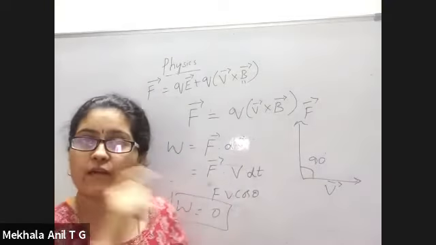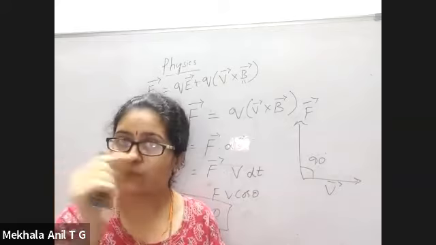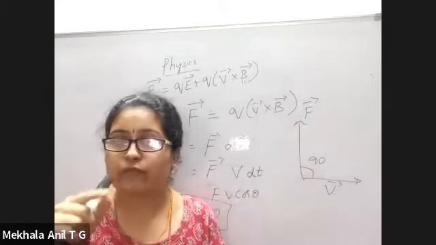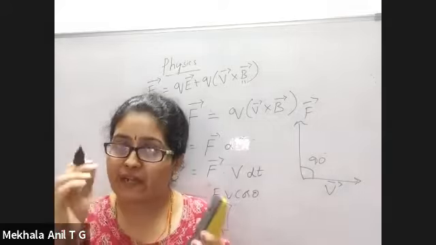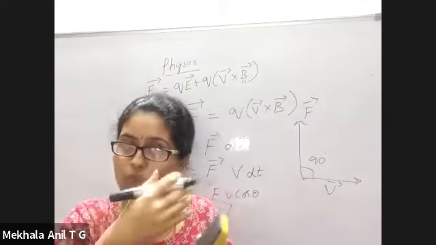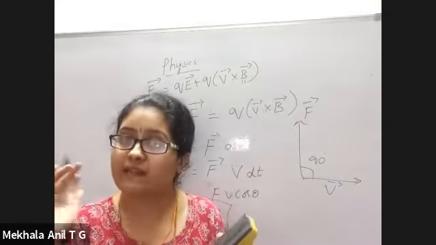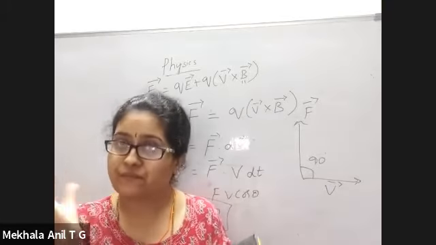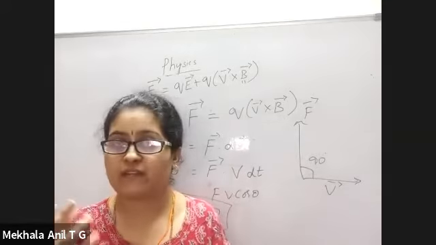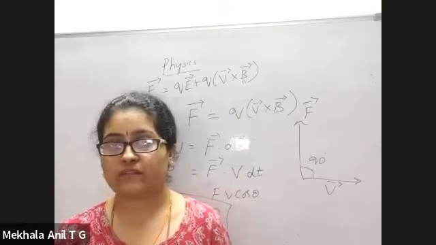Work done when moving a charged particle in a magnetic field is 0. The meaning of it is, when a charged particle is moving in a magnetic field, only the direction of it will be altered, not the magnitude of the velocity of it.